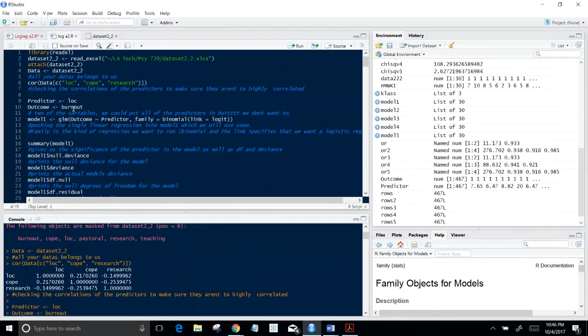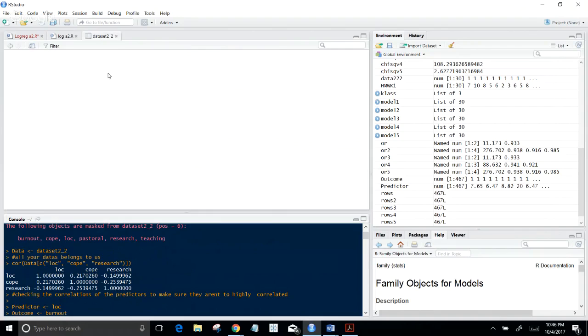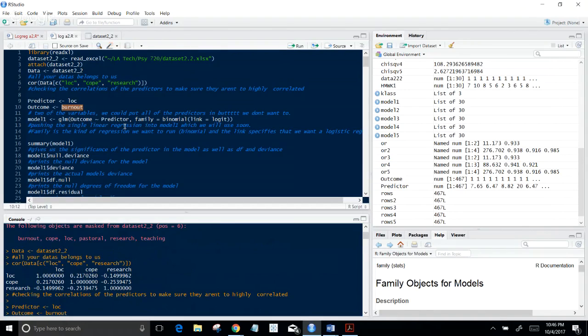I changed one predictor, locus of control, into the variable predictor, and the outcome was pushed into a variable from burnout. Burnout is the dichotomous variable categorized as ones and zeros. Ones indicate that burnout occurs, zero is that burnout does not occur. So that's our dichotomous variable.